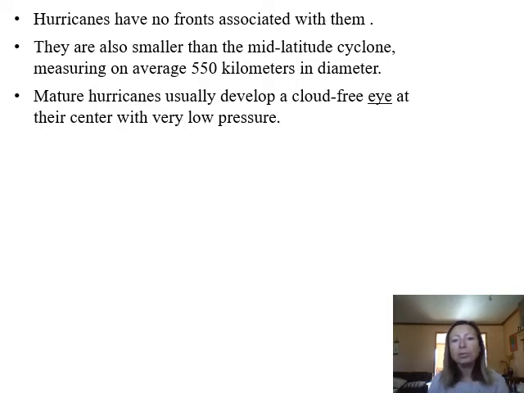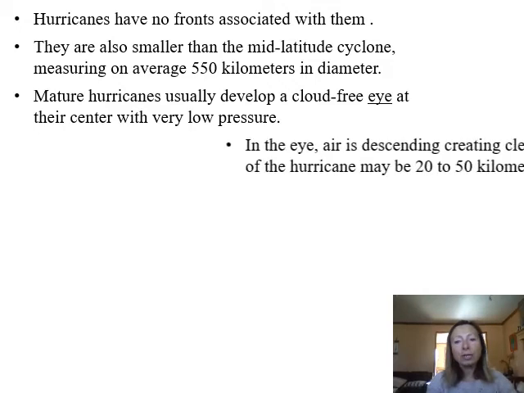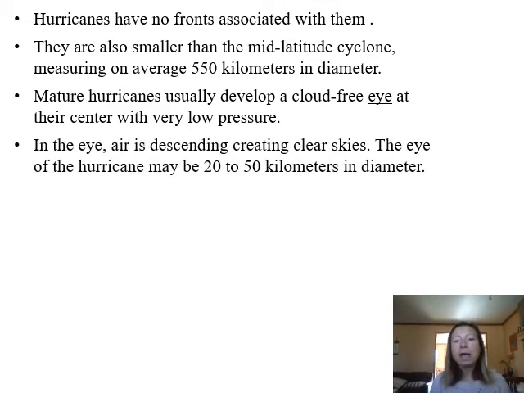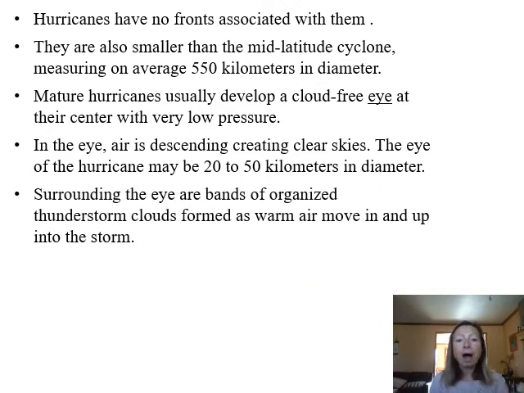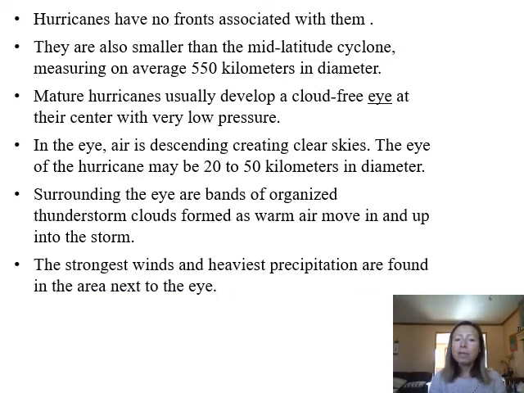Mature hurricanes usually develop a cloud-free eye at the center with very low pressure inside. In the eye, air is descending, creating clear skies. The eye of the hurricane may be 20 to 50 kilometers in diameter. Surrounding the eye are bands of organized thunderstorm clouds formed as warm air moves in and up into the storm. The strongest winds and heaviest precipitation are found in the area just next to the eye of the hurricane.